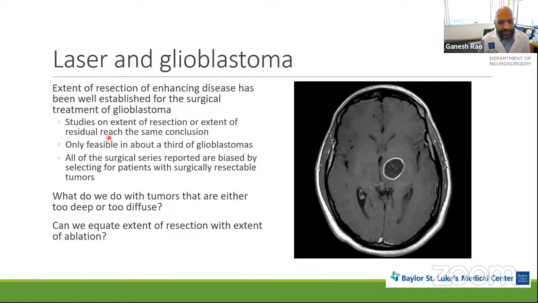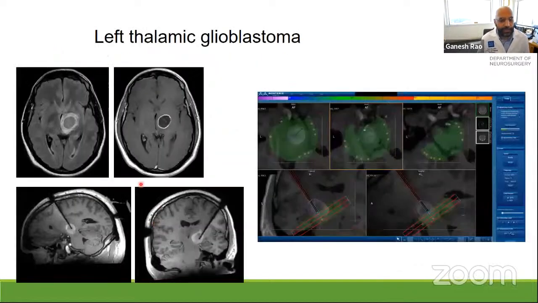This is the laser interstitial thermal therapy. A lot of gliomas are not treatable with surgery. They can be in very critical structures like this tumor here in the thalamus, very difficult to get there with surgery. And we're trying to figure out a way to treat these. We've been using laser with hyperthermia to treat these and trying to equate the extent of laser ablation with the extent of resection. So in this patient, for example, you see a very large thalamic glioblastoma.